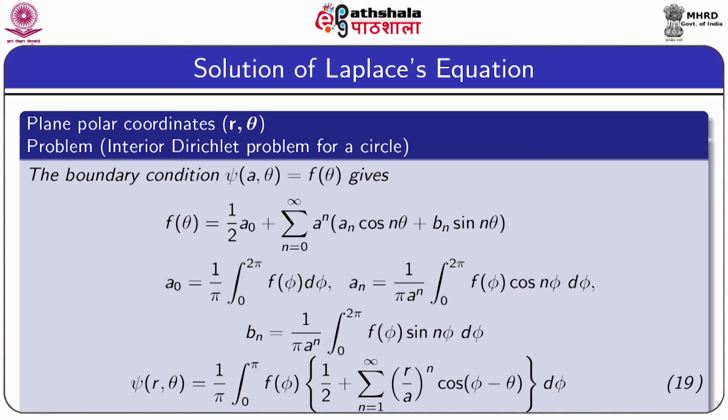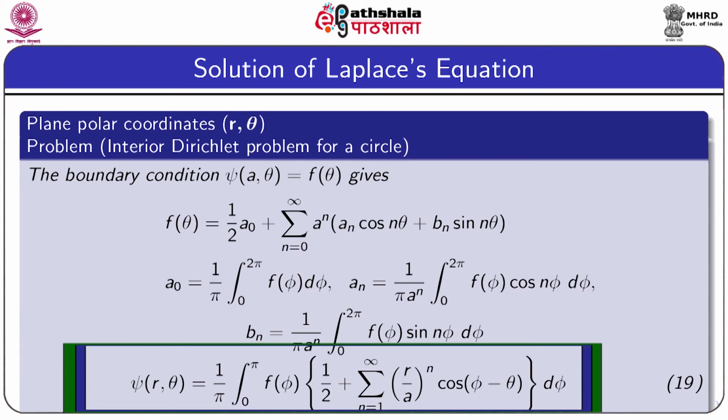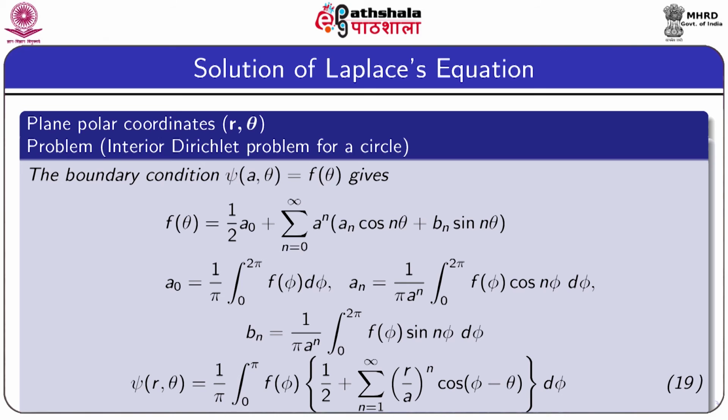So, if we multiply that equation f theta with cos n theta and use the orthogonality property of the functions cos n theta and sin n theta, we get the expressions for a n, b n which are written here. Thus, psi can be written as 1 by pi integration 0 to pi f theta into half plus sum n equals 1 to infinity r by a to the power n cos n theta minus phi d phi.